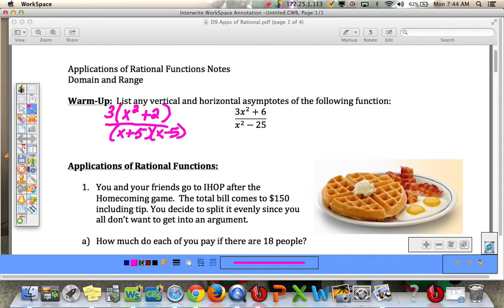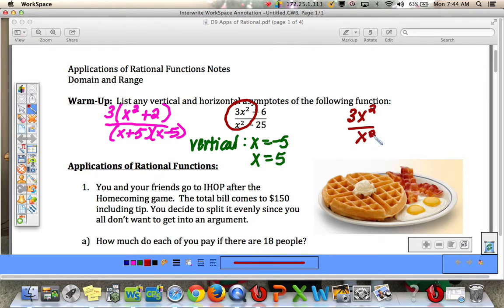For the vertical asymptotes, you take a look at what makes the bottom equal 0. So the vertical asymptotes are x equals negative 5 and x equals 5. For the horizontal, we take a look at the highest exponent in the top and the bottom, and we get 3x squared over x squared, and it's y equals... The x squareds cancel, so the horizontal asymptote is y equals 3.